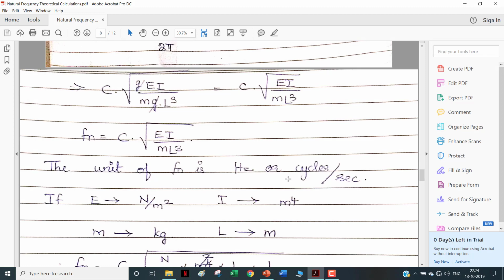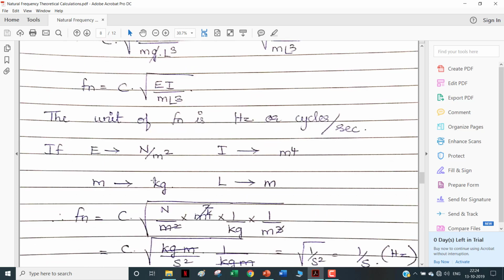In order to get the frequency in the unit of hertz or cycle per second, you need to substitute the Young's modulus in Newton per meter squared, moment of inertia in meter to the power 4, length in meter, and mass in kg. You can't change these values. You cannot substitute it as mm and expect the same hertz or cycle per second as the unit for frequency. Let me explain why.